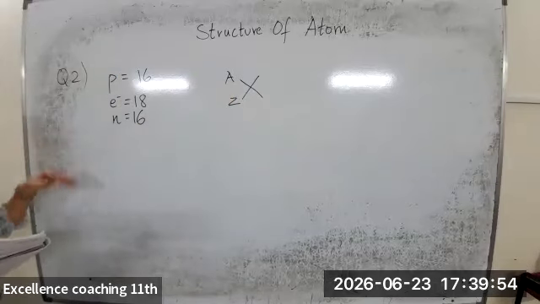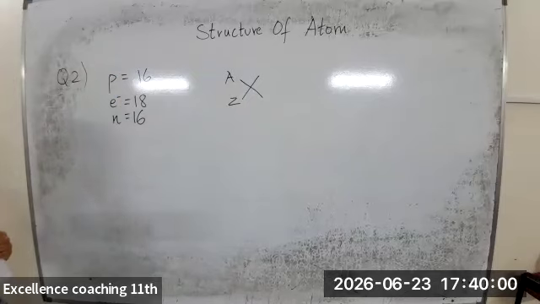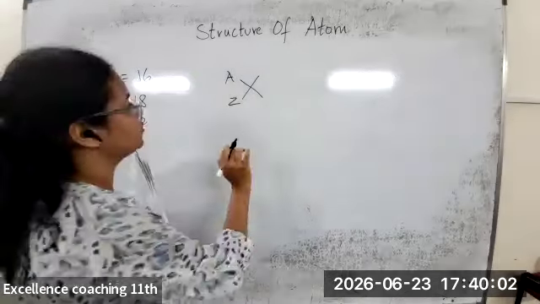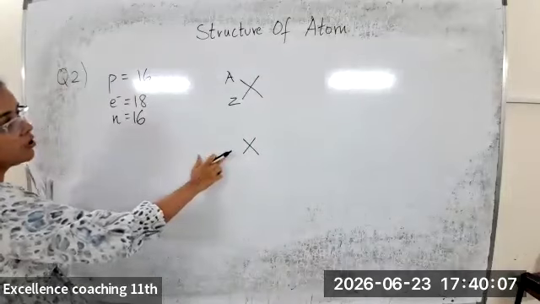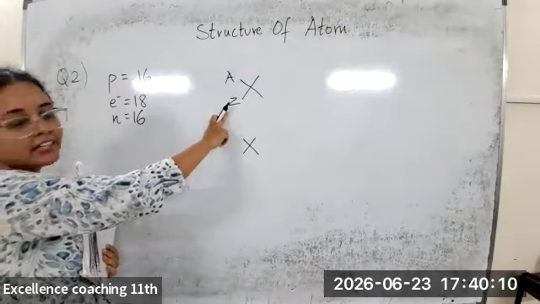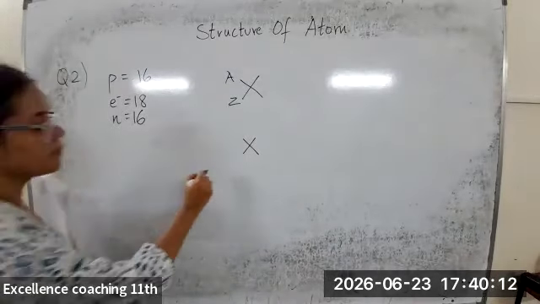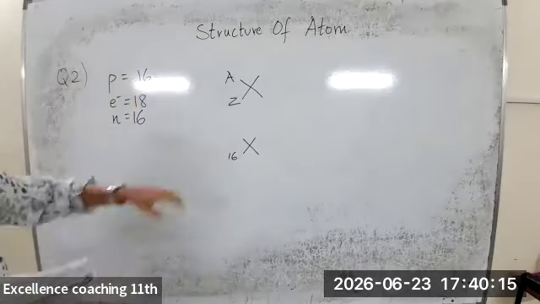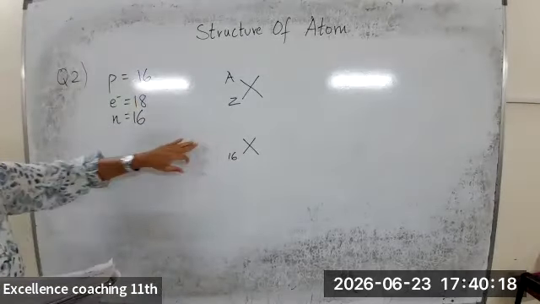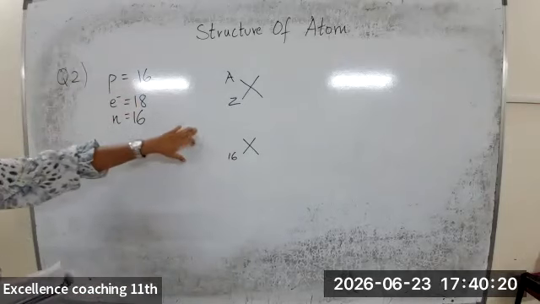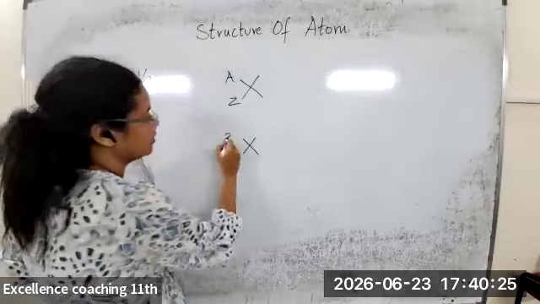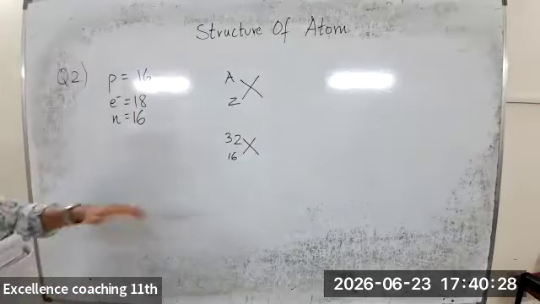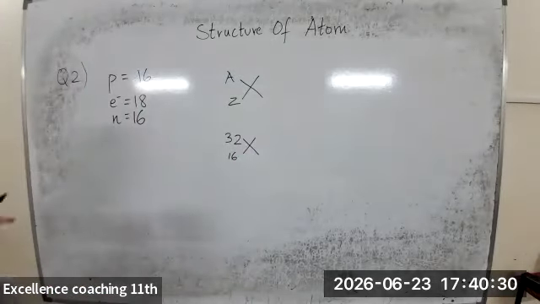So how will I find the atomic number? Number of protons. So the number of protons will be basically Z, right? So what is the number of protons? 16. So now what is left? The mass number. The mass number will be what? Protons plus neutrons. So it will be 32.